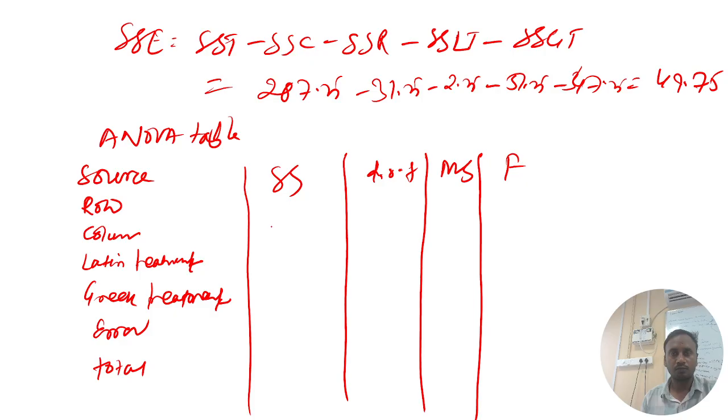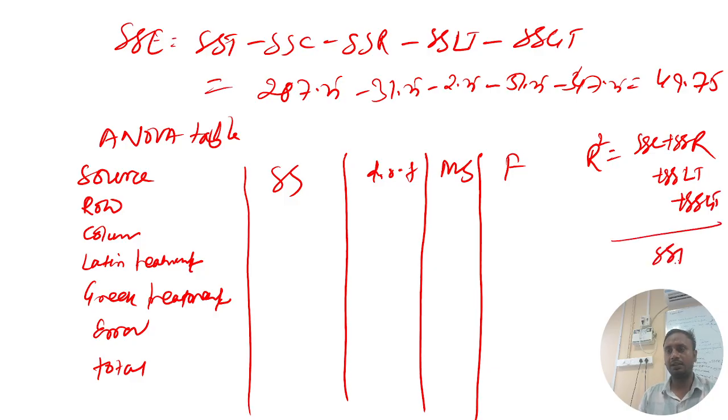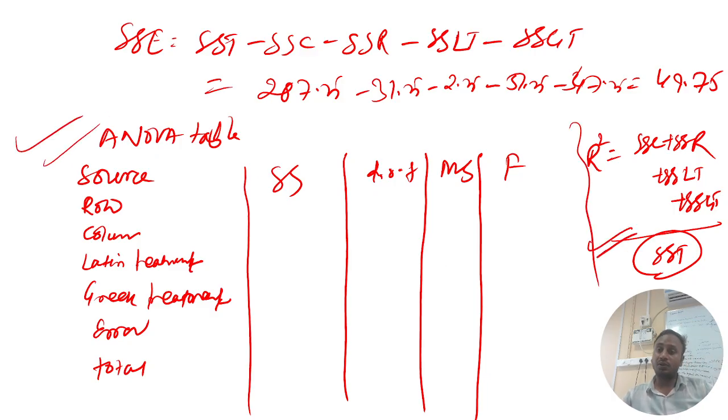Do it, sir. Okay. And here R square will calculate like SSC plus SSR plus SS Latin design plus SS Greek treatment by SST. So we could calculate in a similar way. So that the Graeco-Latin square design is completed.